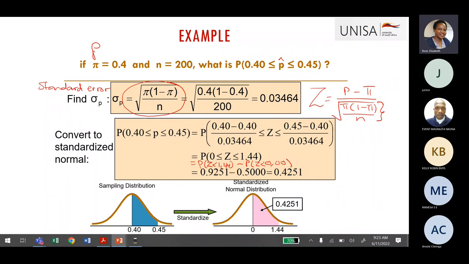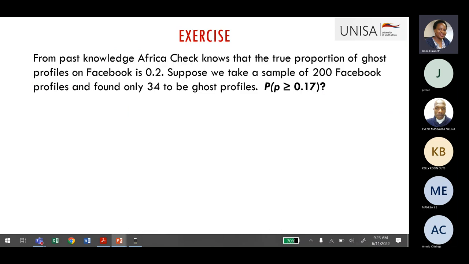Let's look at an example, because I always like giving not only the example, but an exercise. And I want you to do this exercise. I will start. From past knowledge, Africa Check knows that the true population proportion of ghost profiles on Facebook is 0.2. Suppose we take a sample of 200 Facebook profiles and found only 34 to be ghost profiles. What is the probability that the proportion will be greater than 0.17?